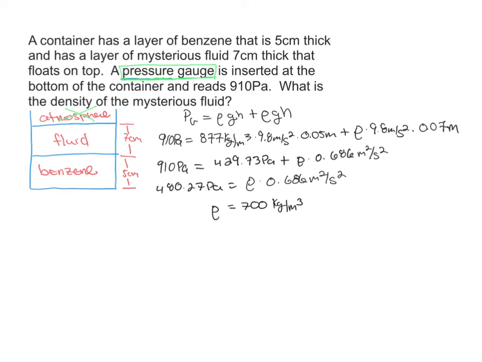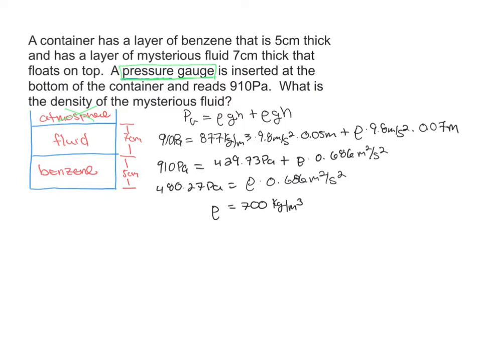In this video, we're going to do the problem. A container has a layer of benzene that is 5 centimeters thick and has a layer of mysterious fluid 7 centimeters thick that floats on top. A pressure gauge is inserted at the bottom of the container and reads 910 pascals. What is the density of the mysterious fluid?